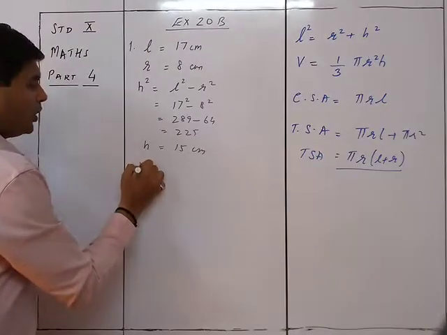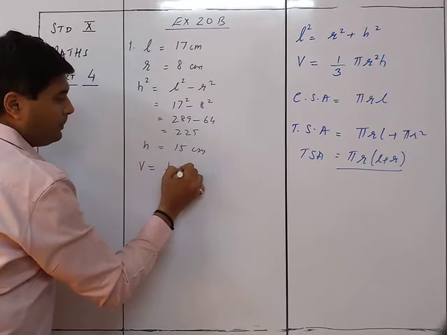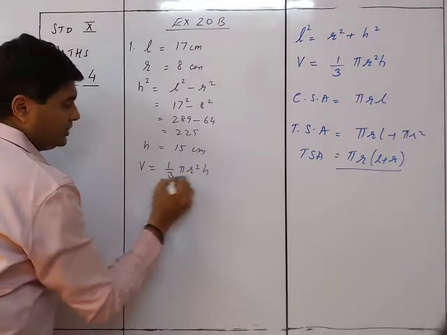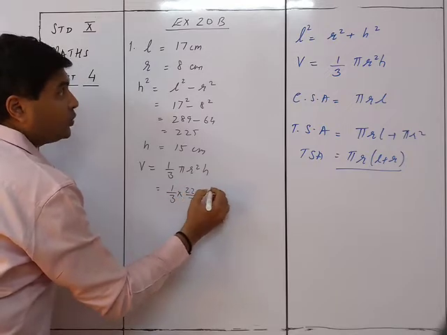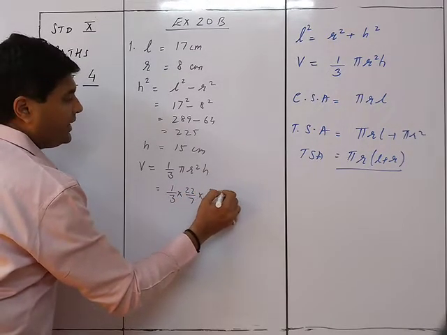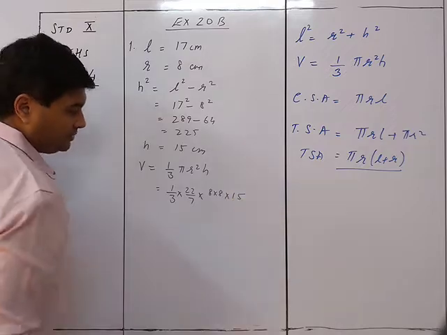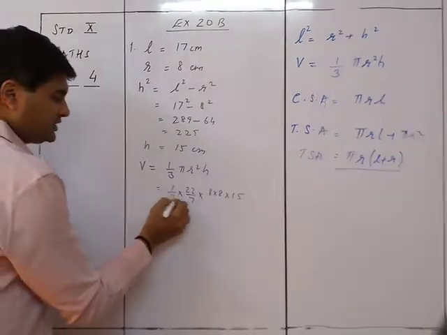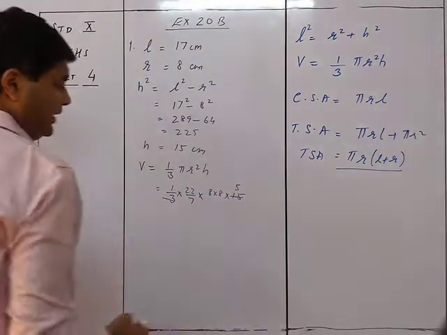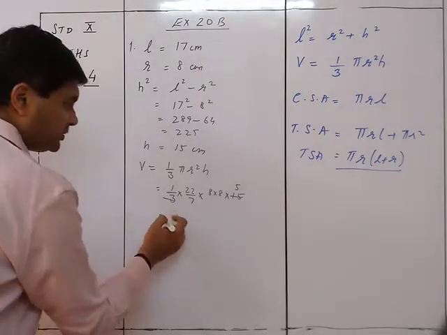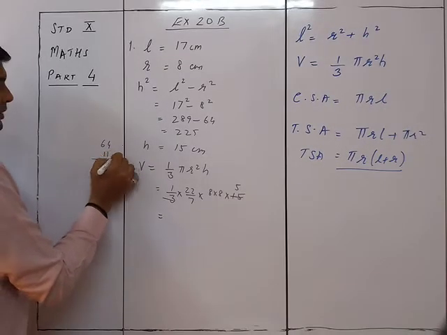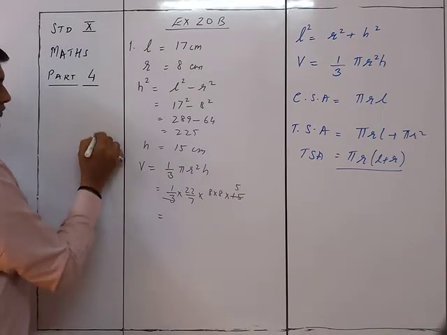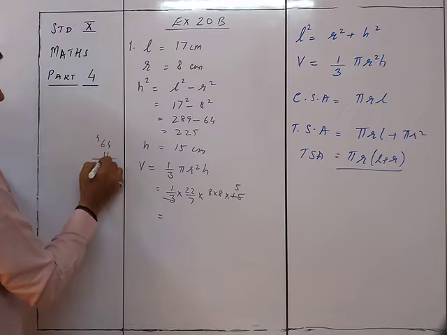So now we know volume is equal to 1/3 πr²h. So that will be 1 upon 3 into 22 upon 7 into r, which is 8, into 8 into 15. So this cancels to 5 and no other cancellation is possible. So it is 8 eights are 64 and this is 110. So 64 into 110 is 7040.